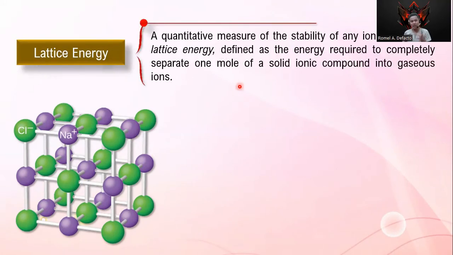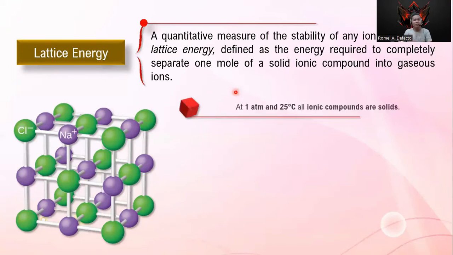Basically, lattice energy is a quantitative measure of the stability of any ionic solid, defined as the energy required to completely separate 1 mole of a solid ionic compound into gaseous ions. So, from the statement na kabalo na mo nga, one of the characteristics of ionic compounds, they are solid, no? So, in this case, remember that at 1 atm and 25 degrees Celsius, all ionic compounds are solids, no? So, lattice energy is the energy required to separate 1 mole of ionic compound into gaseous ions. Okay, another.